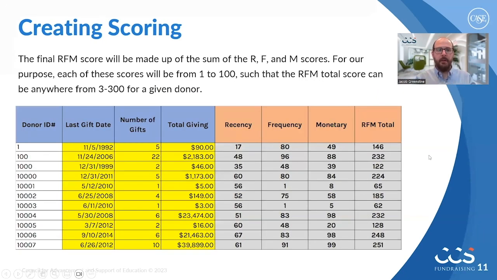So creating scoring, the final RFM score is just the sum of that recency, frequency, and monetary scores. For our purpose, each of these scores is going to be from 1 to 100, so that the RFM total is a simple 3 to 300 score. So that column isn't so complicated to think about. Instead, we need to focus in on those recency, frequency, and monetary scores themselves. They each use the same logic, so we'll be able to take one example, which we'll look at recency here.